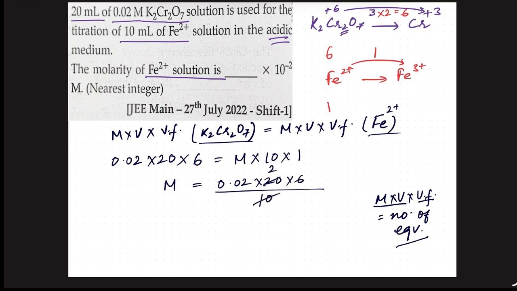Solving, 10 2s are 20, and 6 into 2 into 0.02 will be equal to 0.24, which can also be written as 24 into 10 to the power minus 2 moles per liter, or 24 into 10 to the power minus 2 M. So the molarity of Fe2+ ion solution is 24 into 10 to the power minus 2 M. So in the fill in the blanks here, the answer will be 24.